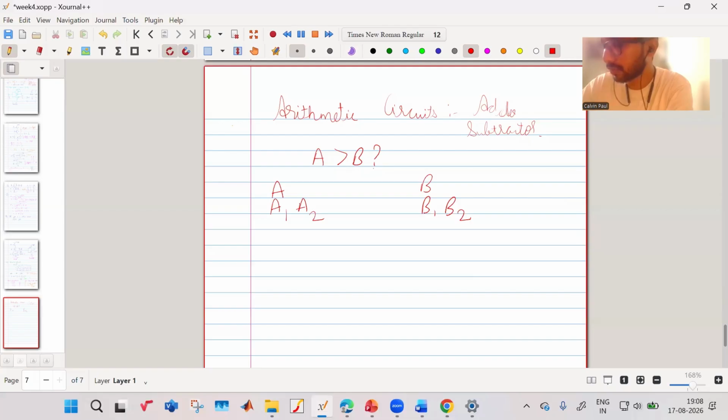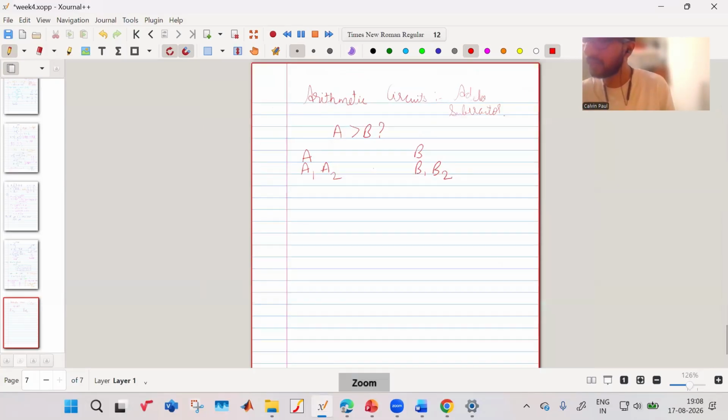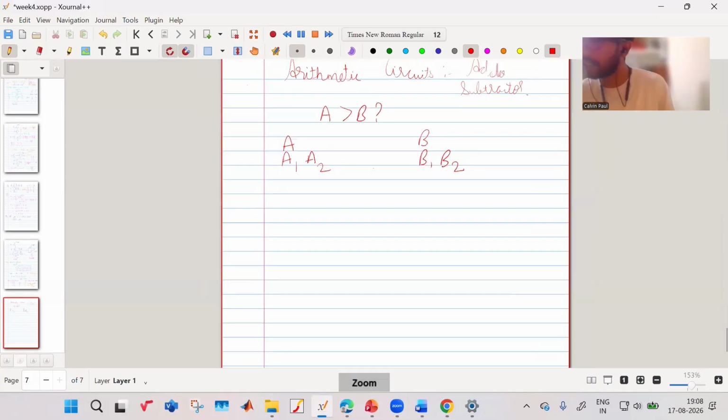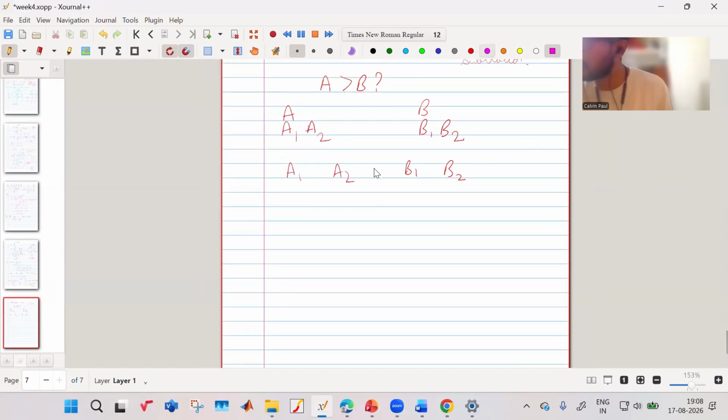So now, how can we check the condition that A is greater than B? For that, you should remember that they are unsigned. There's no sign bit, nothing. So you have A1, A2, B1, B2. So now you have to write a whole long truth table. Okay, how will we write the whole long truth table?